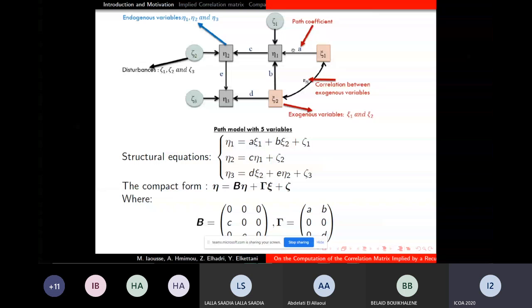This path diagram can be written in an algebraic manner with these equations. For example, we can see that eta1 equals a xi1 plus b xi2 plus zeta1, and so on for the other endogenous variables. The number of equations is the number of endogenous variables. We can also write these equations in the compact form like this, where B is the matrix of, and gamma are the matrices of the model parameters.